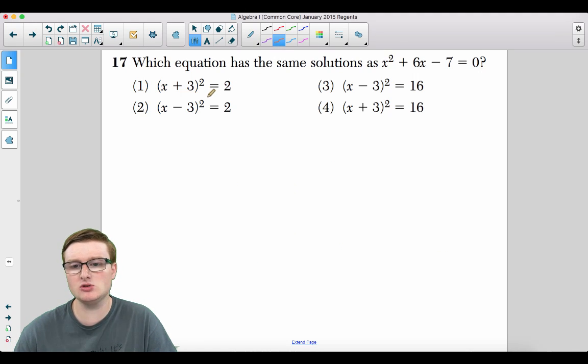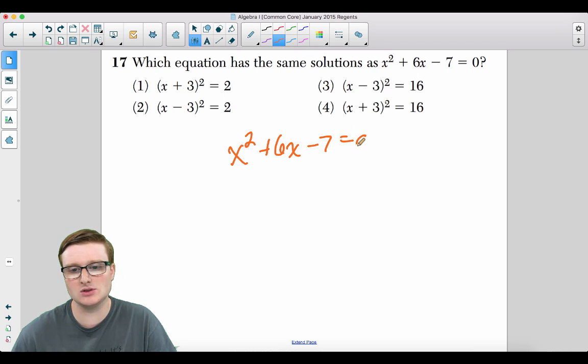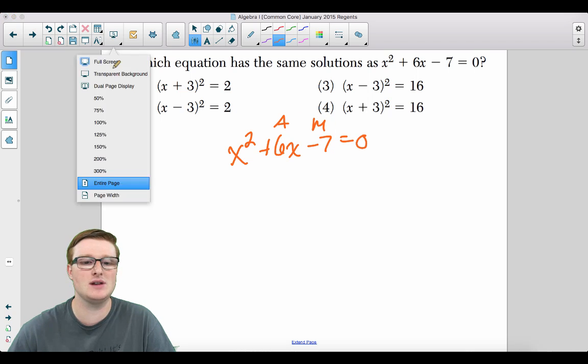Which equation has the same solutions as x squared plus 6x minus 7 is equal to 0? So just by looking at the answer choices, I'm a little concerned because that doesn't look factorable. But let's just try it anyway. Let's see if we can factor this. x squared plus 6x minus 7 is equal to 0. What adds to 6 and multiplies to give you negative 7?